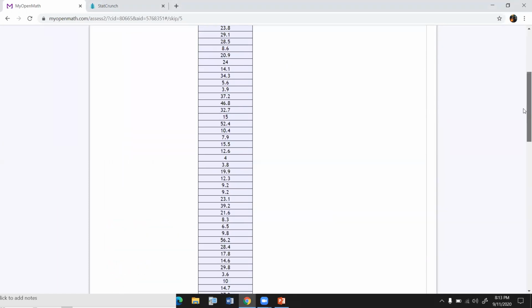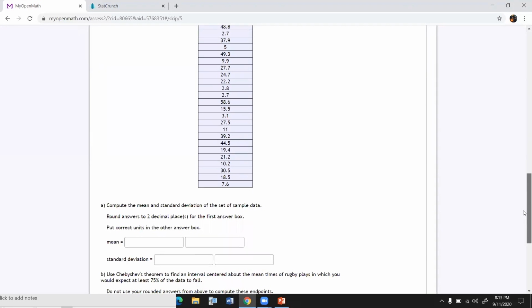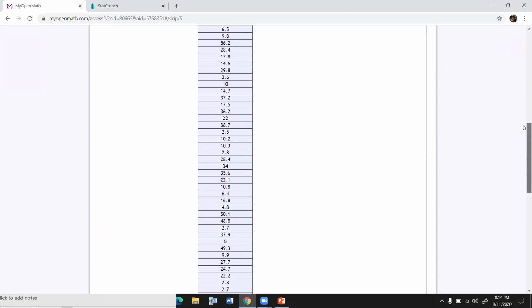So the first thing you have to do is compute the mean and standard deviation of the set of sample data. Round answer to 2 decimal places for the first answer box and put correct units in the other answer box. So the first thing we'll do, we will just copy this data in StatCrunch.